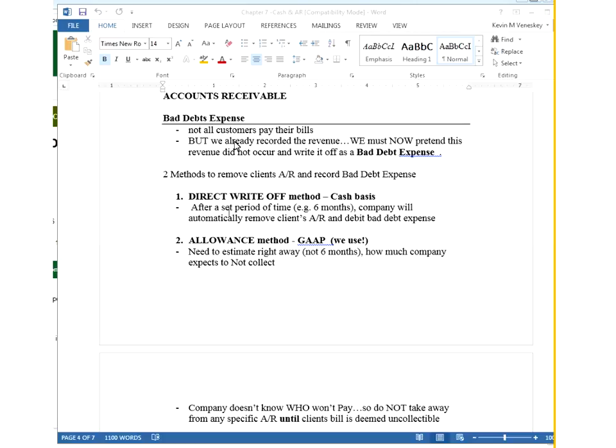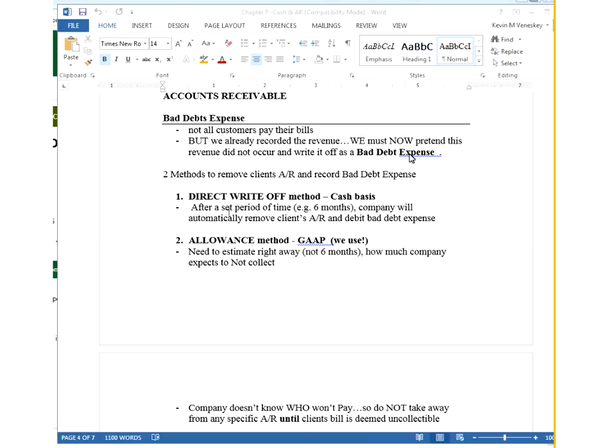revenues that we no longer are able to collect. So when we're using GAAP accounting, we record revenue when it occurs, not necessarily when paid. Just because I have an account receivable on someone doesn't mean that they're actually going to pay me. Some people will not pay for various reasons. So if we've already recorded the revenue, and if that money never will come in, we have to then, in a sense, kind of write it off.